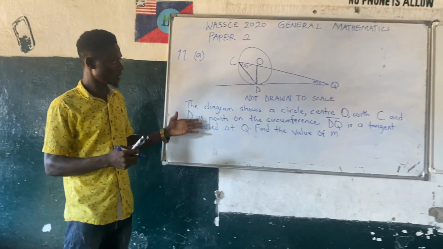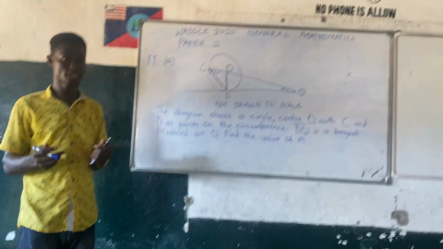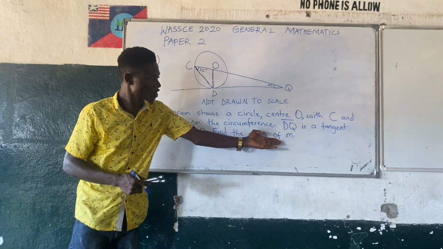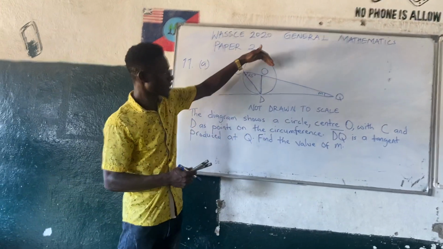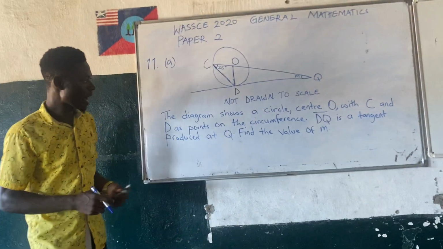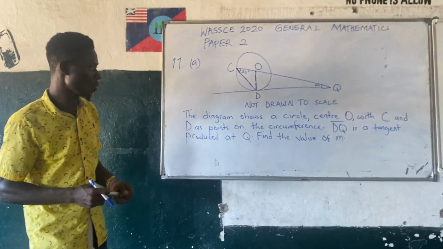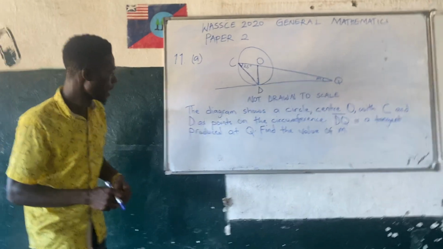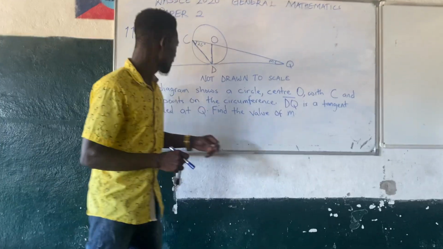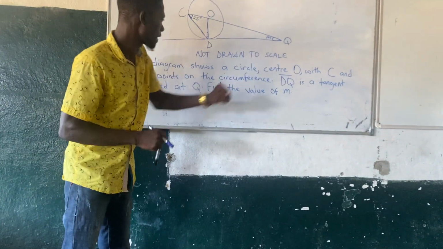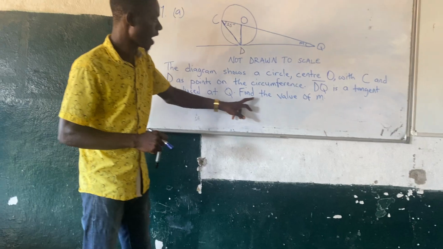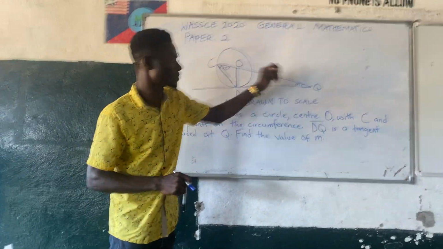Whenever you have such a question, it is important that you first read the literature to confirm the information in the literature and the one in the diagram. So we say the diagram shows a circle, center O, with C and D as points on the circumference. Line DQ is a tangent produced at Q. Find the value of M. So this is what we've been asked to find.